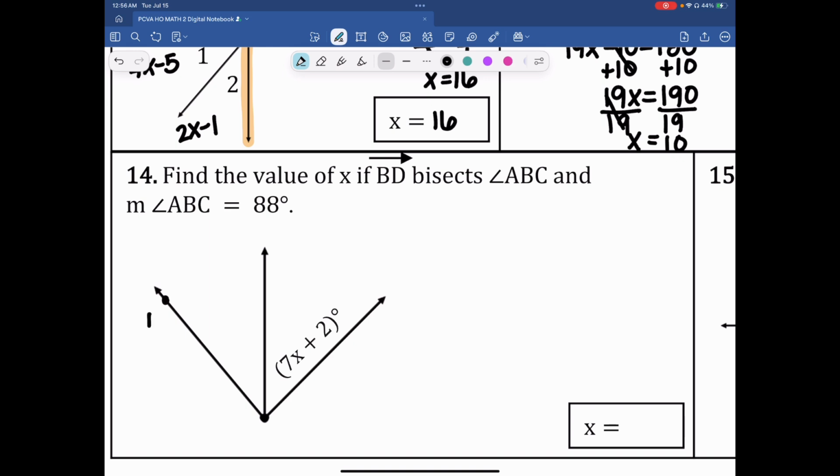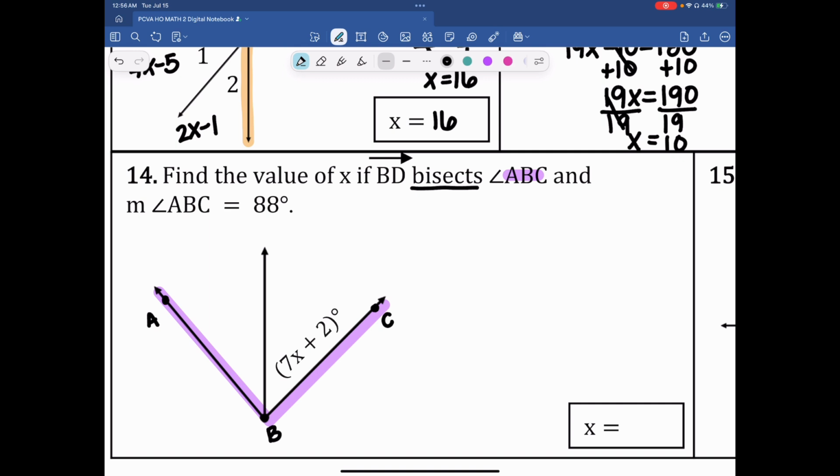So I'm going to put a point on the left side. I'm going to call that one A. The vertex I'm going to call B. And the right side I'm going to call C. So again, the vertex is always that middle variable. So ABC is that whole big angle that was initially stated.